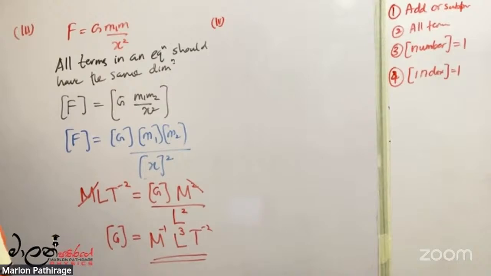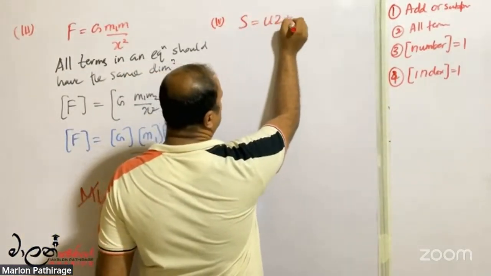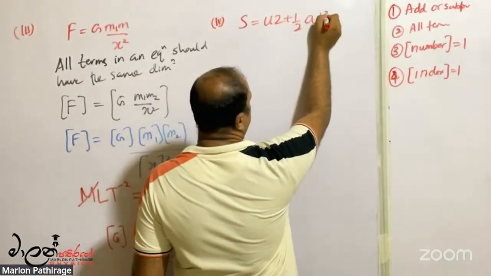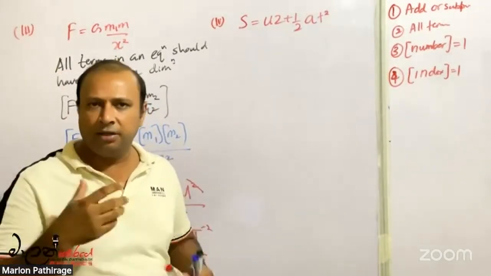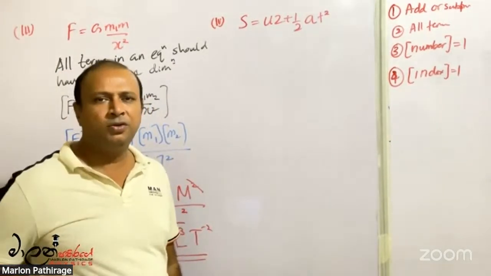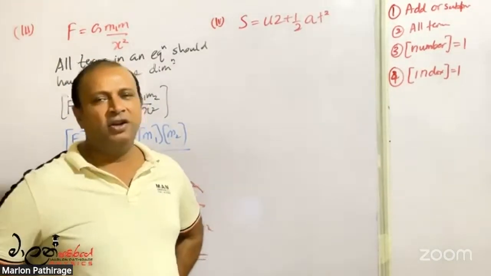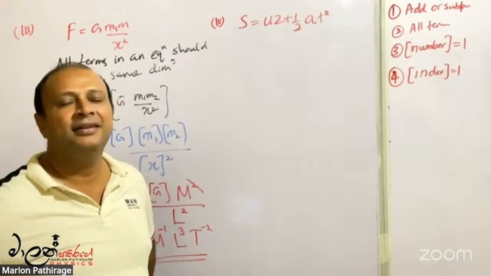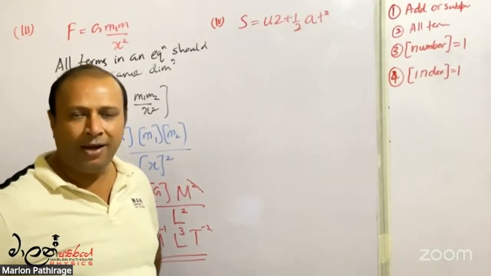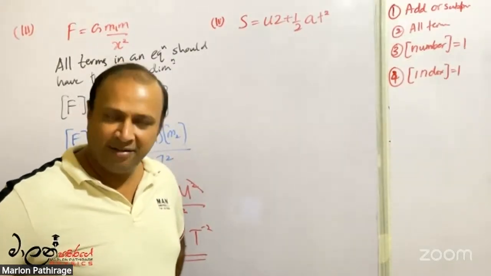S equal UZ plus half AT square. Now this is a multiple term equation. Therefore, no need to make Z the subject. Without subjecting Z, you can determine the dimension of Z, because you are not asked to determine the value of Z. You are asked to determine the dimension.